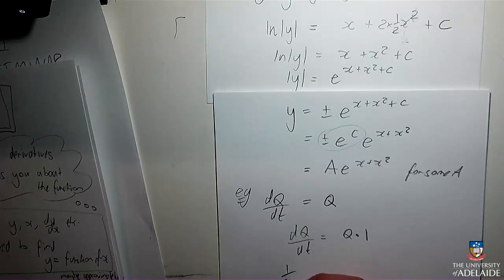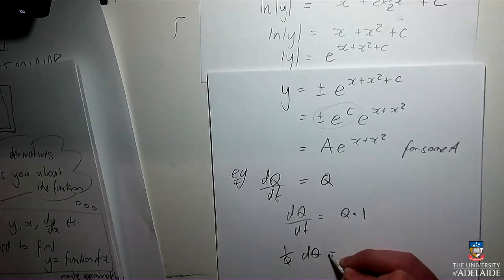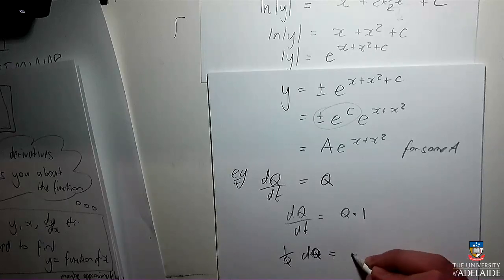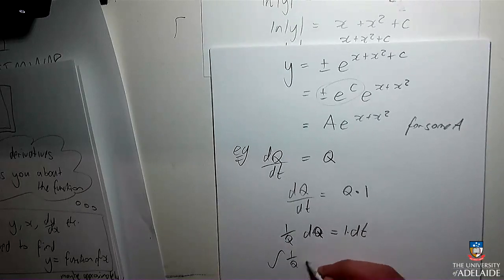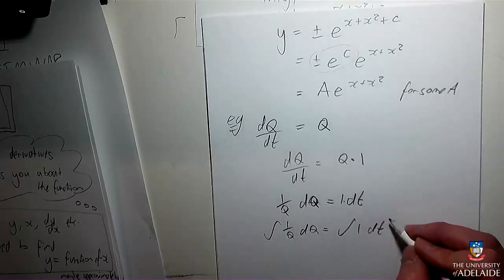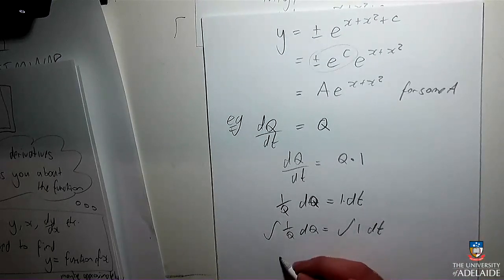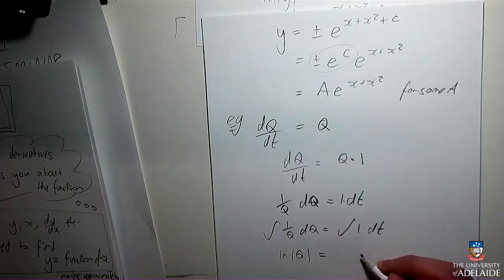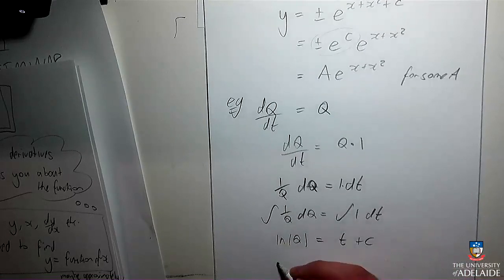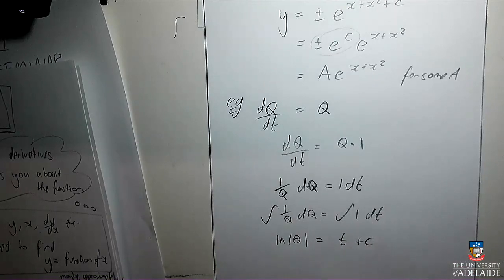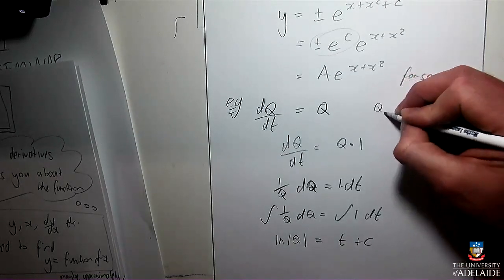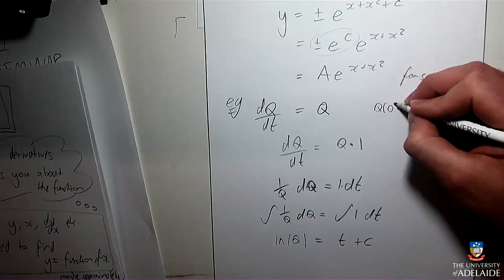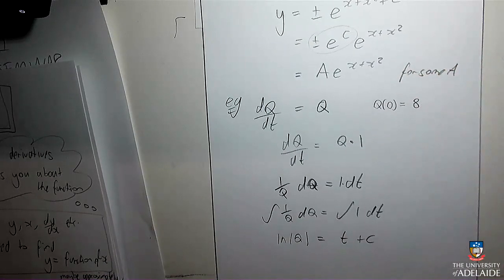And so you would do this. You would divide by the q and you would multiply by the dt. And so you would get ln q is t plus c. Let me give an initial condition for this one. I'll put an initial condition up there.